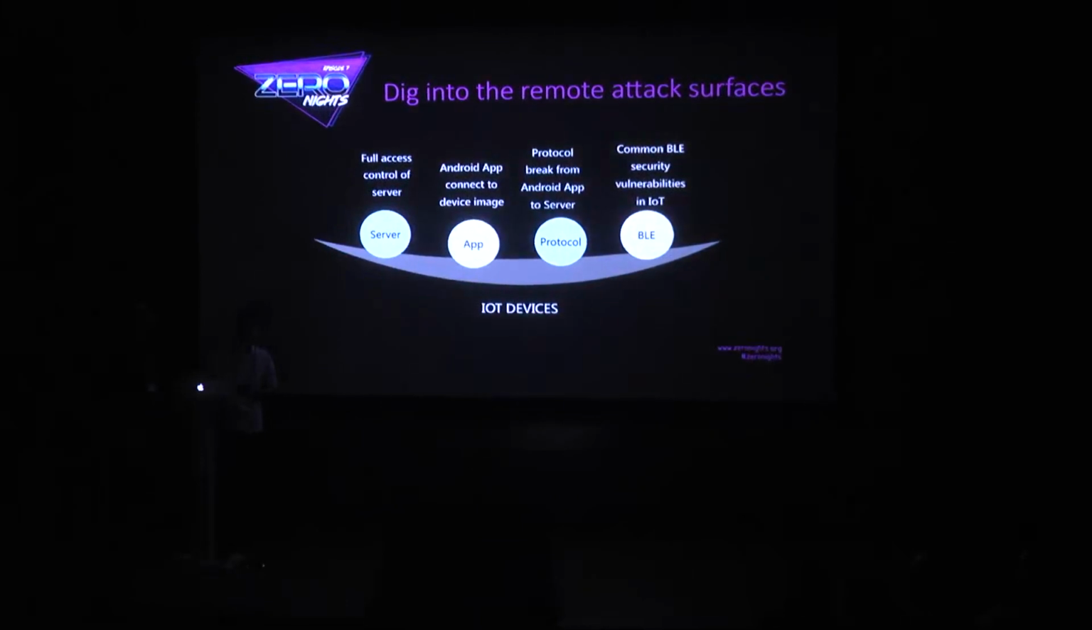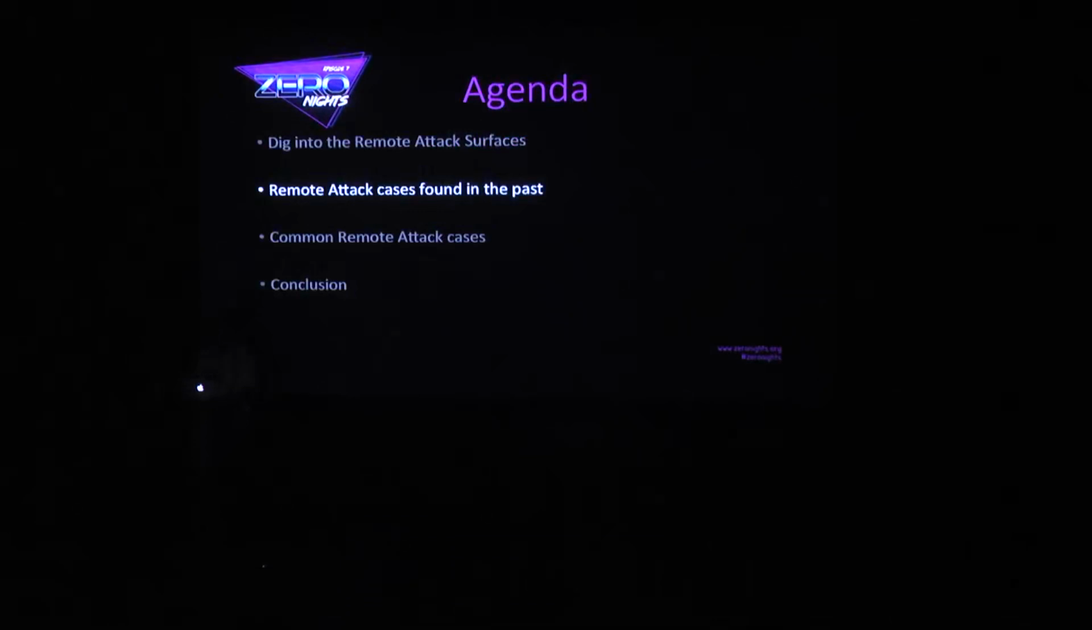And at last, the remote attack services of IoT devices, for example, full access control of the server through the Android app, connecting to the device image, protocol break from the Android app to the server, and some common BLE security vulnerabilities in IoT. Okay, these are some remote attack services about Android phones, Android apps, and IoT devices. Next, my partner Dragon will continue to share. Thanks.